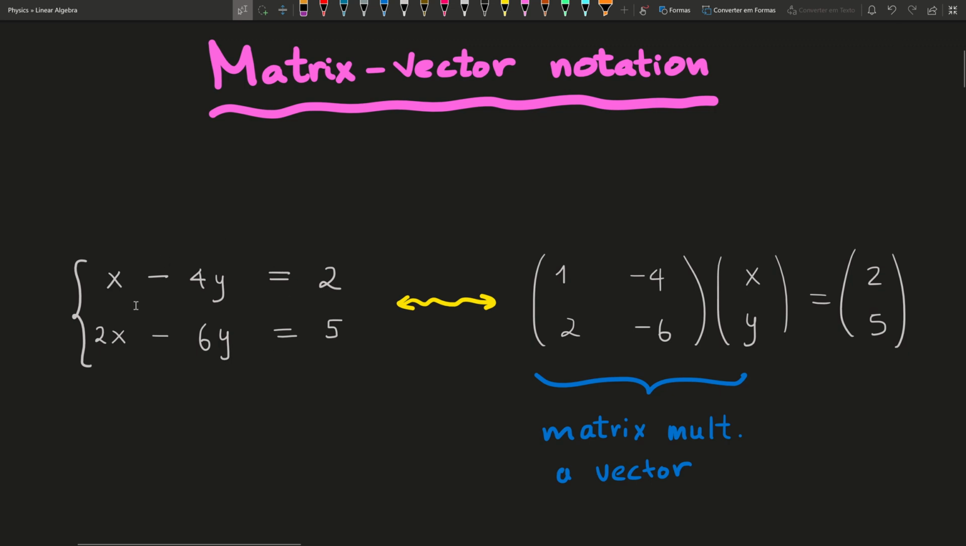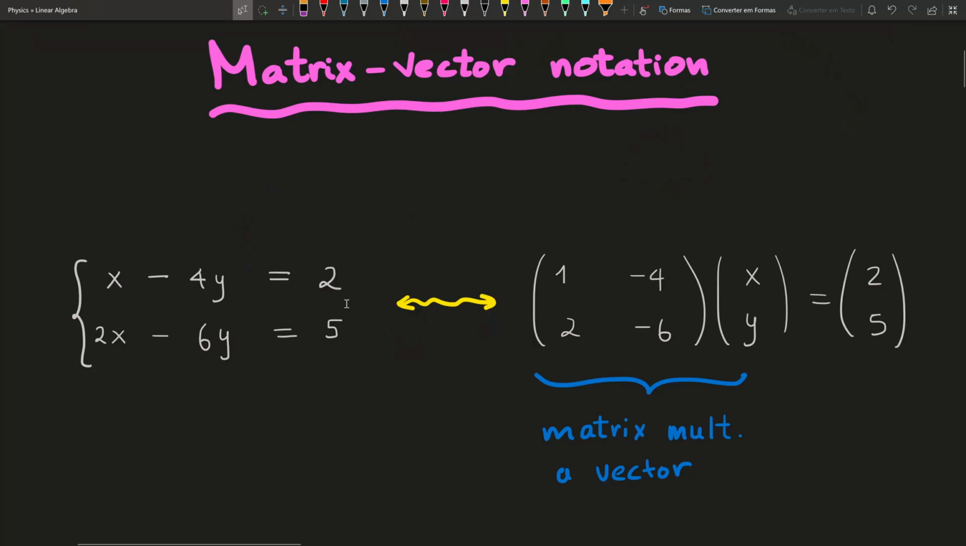We see here on the screen a very simple system with two equations, L1 and L2, with two unknowns, x and y. We have here the coefficients 1 and minus 4, the coefficients for x and y. Here they are, 1, minus 4. And the coefficients 2 and minus 6 are found here. So the variables x and y go into this column vector, and the right-hand side goes into the right column vector as well here.